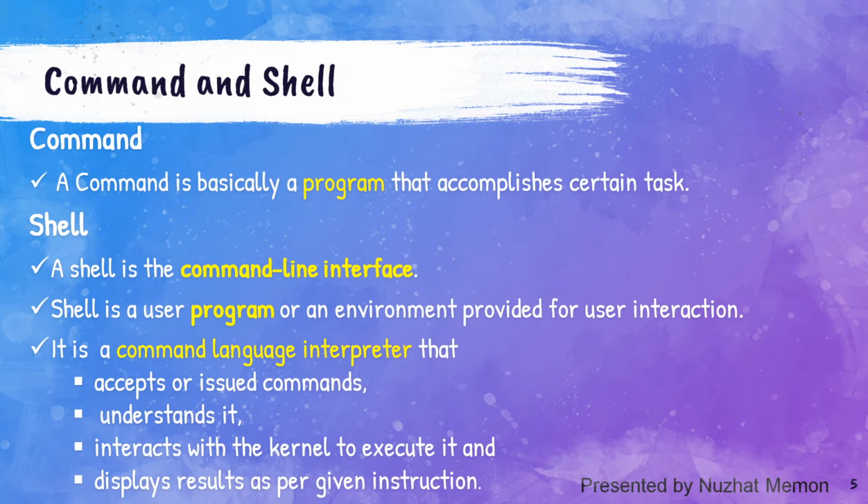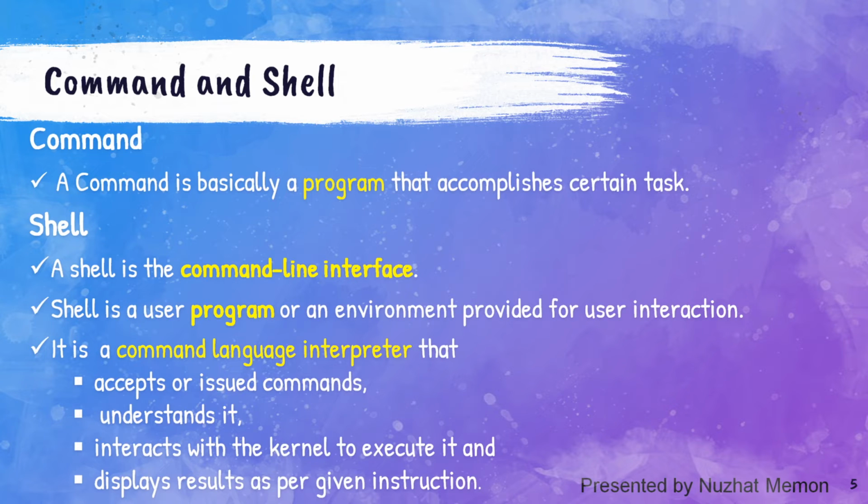Shell, as I told you earlier, is a program that runs other programs. But in the Linux world, shell refers to a command line interface or command line interpreter. As I told you earlier, shell is a user program or an environment provided for user interaction. The shell is a program that takes commands from the keyboard and gives them to the operating system to perform. It is a command language interpreter that accepts or issues a command, understands it, interacts with the kernel to execute it, and displays the result as per the given instruction.